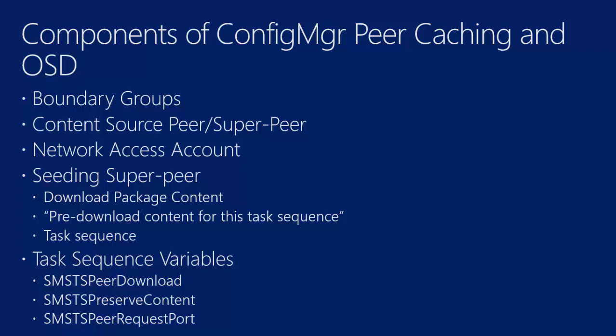So that's what the SMSTS preserved content does. And then the SMSTS peer request port, there is a port defined by default on clients that you will talk back and forth on to retrieve content. This just allows you to alter that port if you need to and specify a different one. And again, you'll see all of this again. But these are just an introduction to some terms and concepts and so on as we start to work our way toward demo.